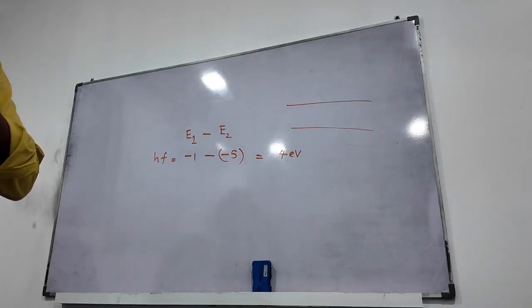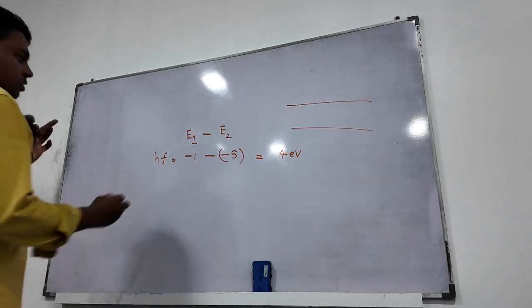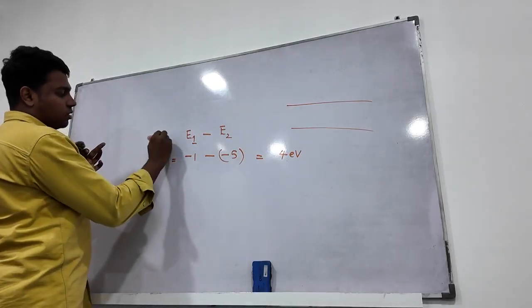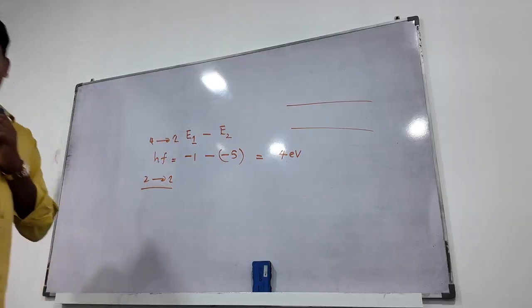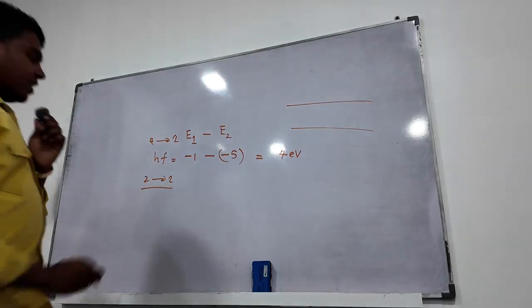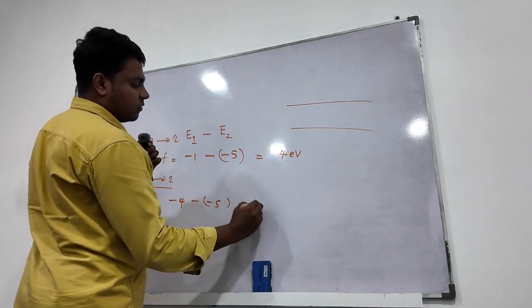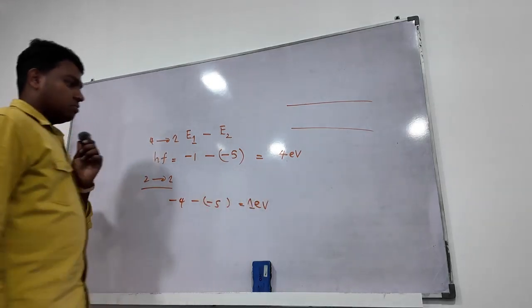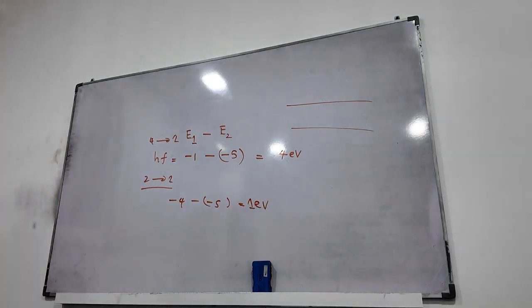4 to 2 we don't need. 4 to 3 also we don't need. What about 2 to 1? Sorry, let's take 2 to 1. So now this was for 4 to 1. What about 2 to 1, guys? At 2, tell me what's the energy they have said. -4 minus -5, we've got 1 electron volt. Here we've got 1 electron volt.